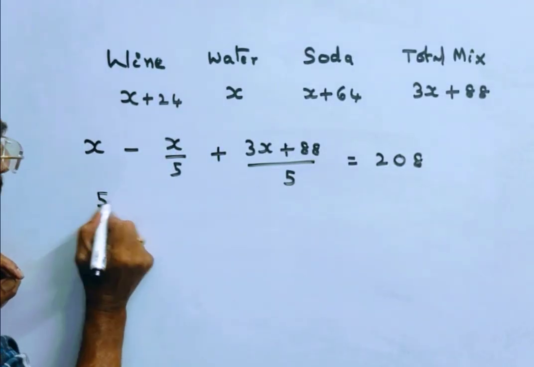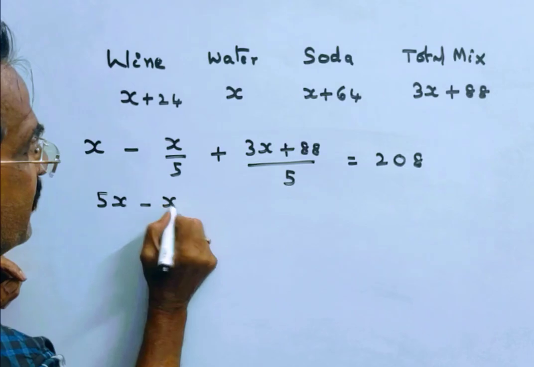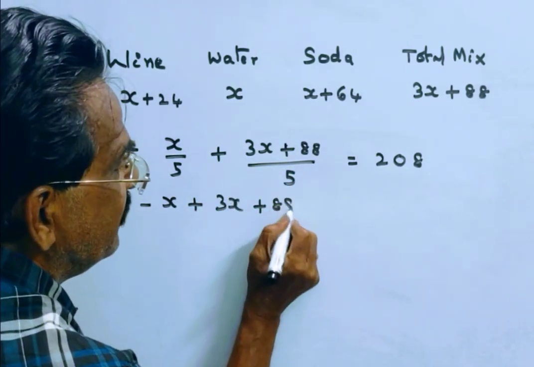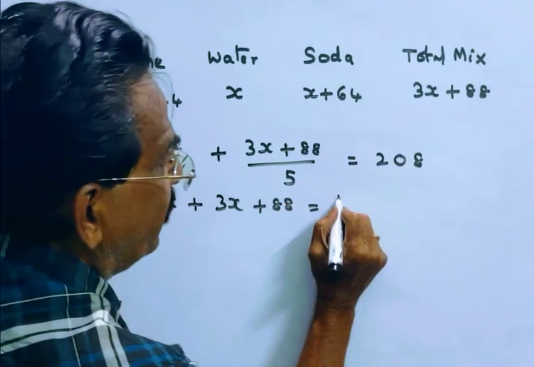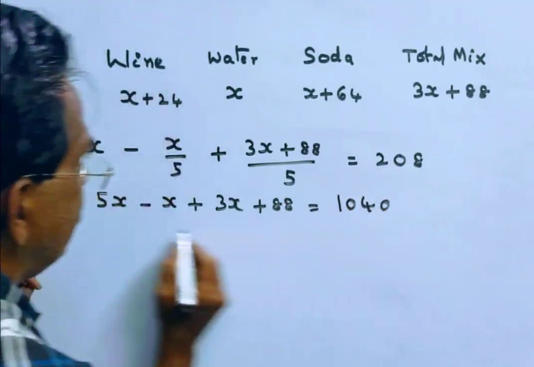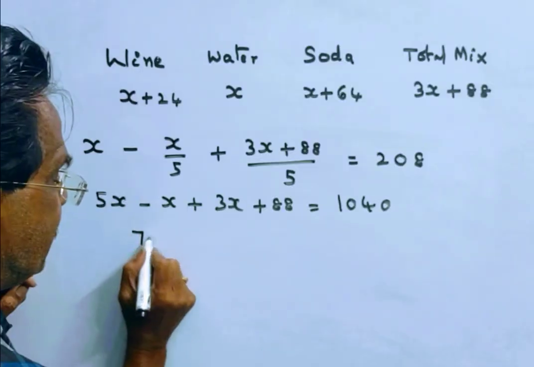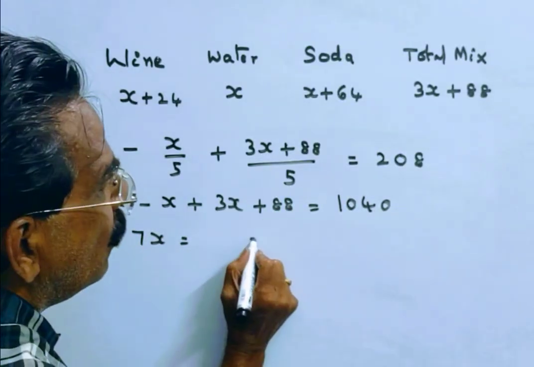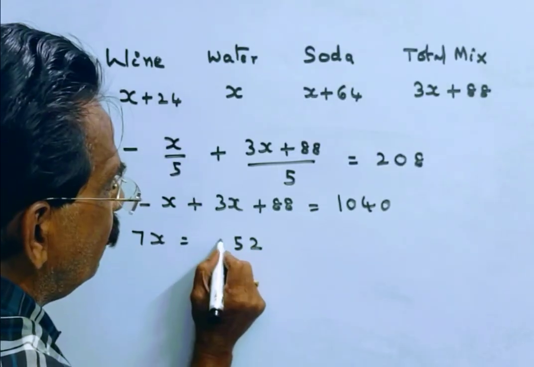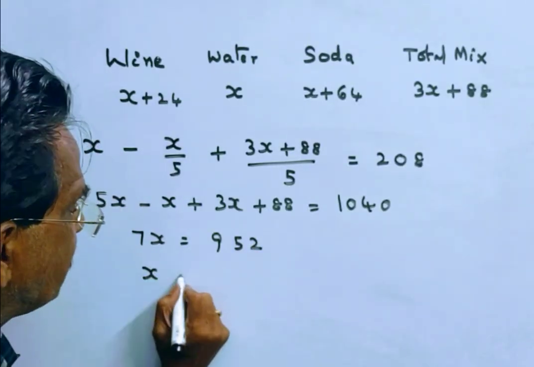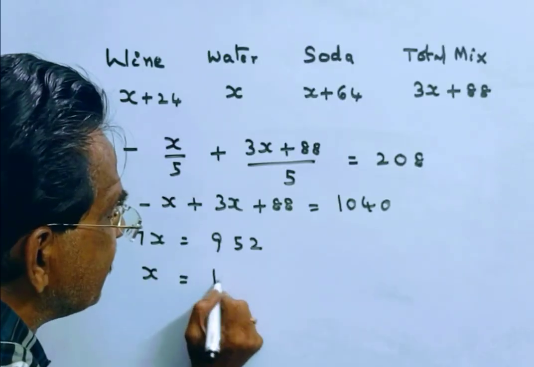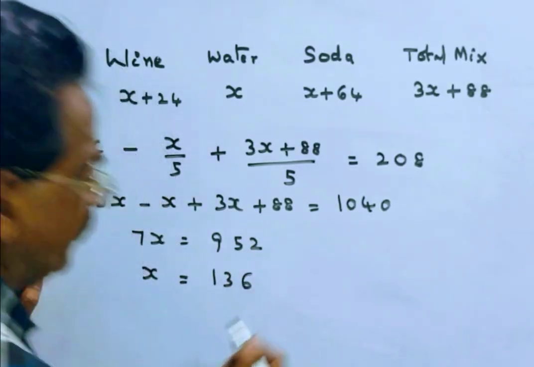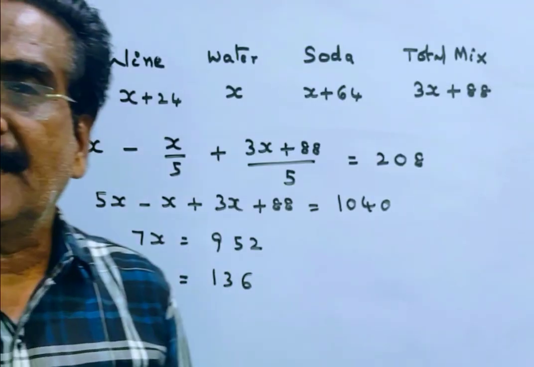Friends, 5x minus x plus 3x plus 88 is equal to 5 into 208, that is 1040. So 8x minus x, 7x, is equal to 1040 minus 88, 952. Friends, it implies x is equal to 952 by 7, which is 136. Friends, x is equal to 136.